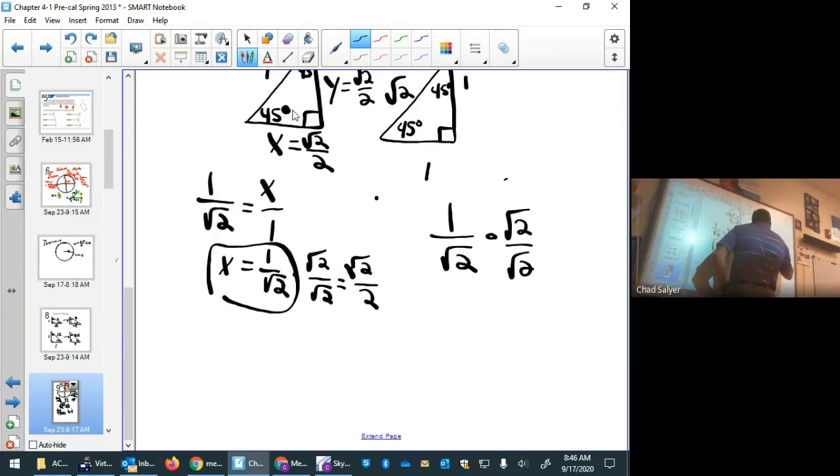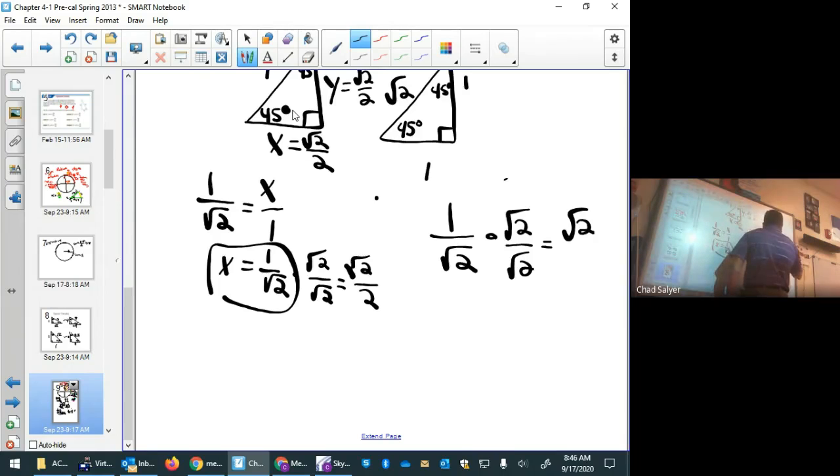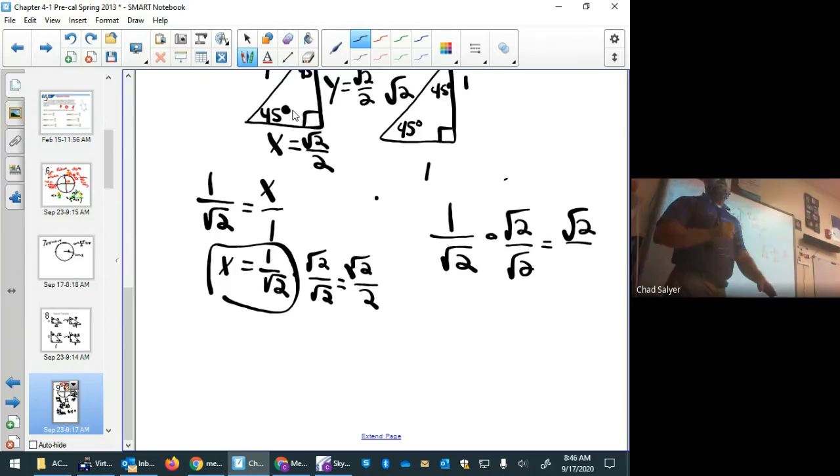And you rationalize by multiplying by a special form of 1. You see how the square root of 2 divided by itself is just 1? So that's not going to change this value when I multiply by 1. It's just going to make it appear different. So it's changing its appearance, like put a mask on. Anyway, so 1 times the square root of 2 is the square root of 2. Square root of 2 times the square root of 2, by definition, is 2.